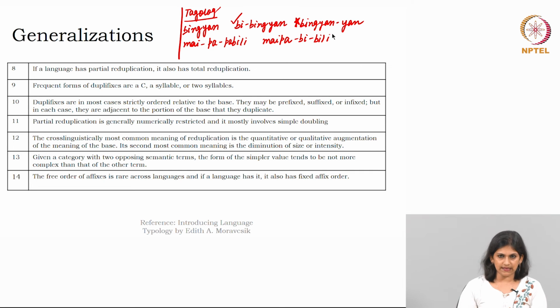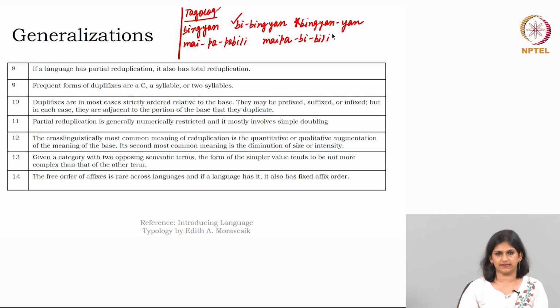So, what does it say? What does Gen 11 say? It says it is generally numerically restricted. You will find a fewer number of partial reduplications, and it mostly involves simple doubling. So, when you are talking about the doubling of things, it generally simply doubles.